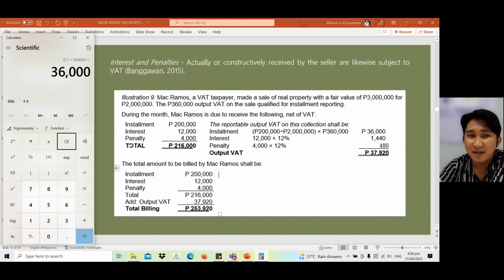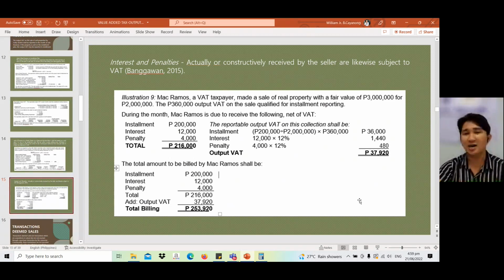Okay? So again, yung interest and penalty is also subject to VAT. Kaya may makikita tayo dyan na 12,000 times 0.12. That's 1,440. And the penalty, which is 4,000 times 12%, 480. So therefore, ang total na output VAT natin is 37,920. Itong 37,920, i-add po natin ito sa installment payment po natin na 216. So from that 216, mag-a-add po tayo ng output VAT that is 37,920. Add po natin all together, the total billing is 253,920 pesos. Okay? So same lang naman sila doon sa installment, kaya nga lang, in-emphasize lang natin na vatable din yung interest and penalties. I think that's the end of our part 1, output VAT.